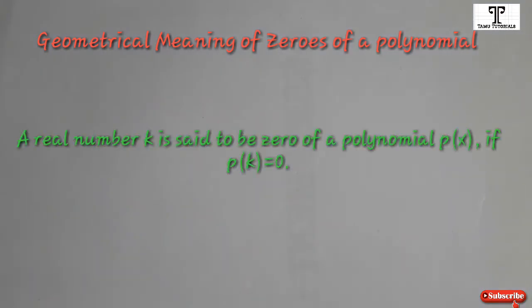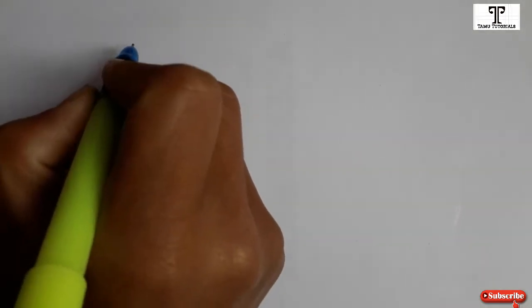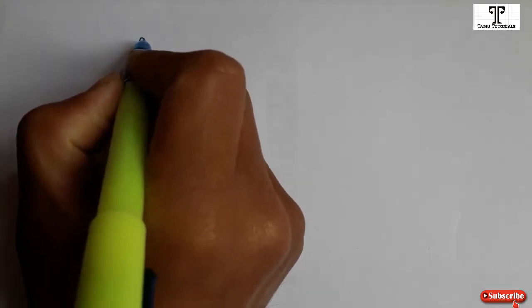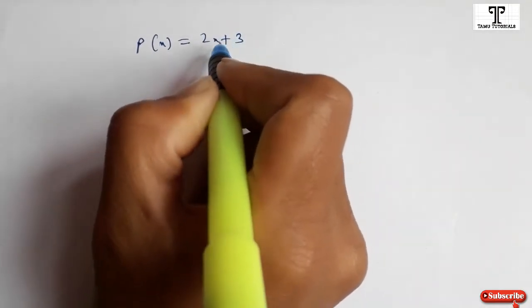So you know that a real number k is a zero of polynomial p(x) if p(k) is equal to 0. But why are the zeros of a polynomial so important? Let us see with an example. Let us take a linear polynomial, p(x) is equal to 2x plus 3.